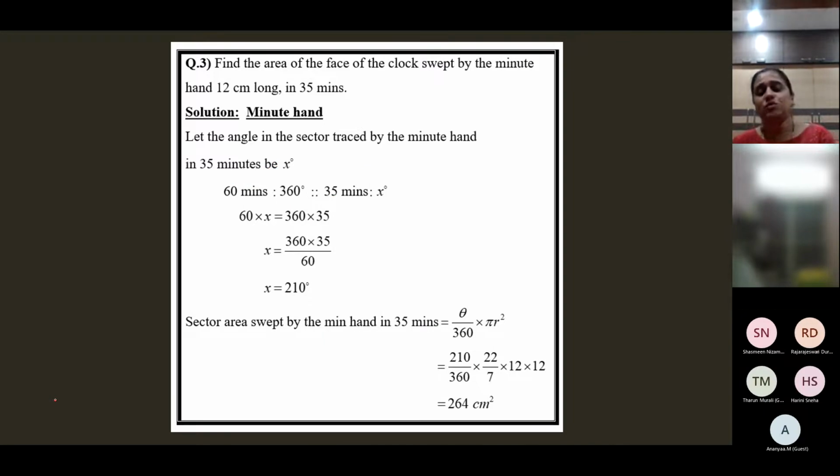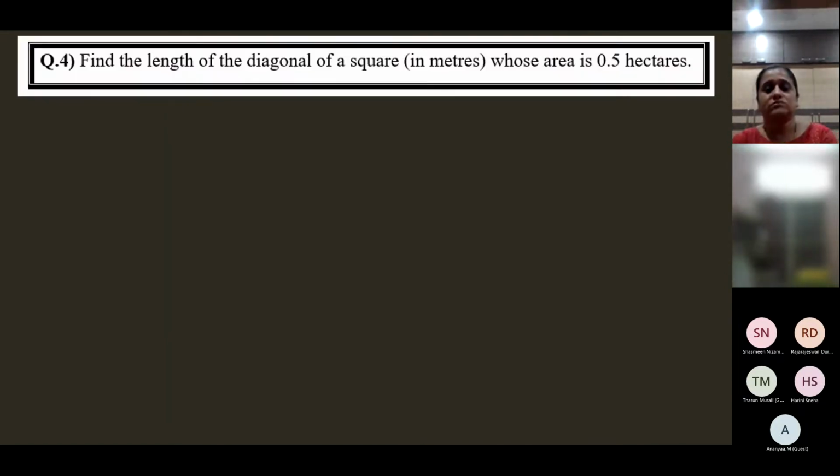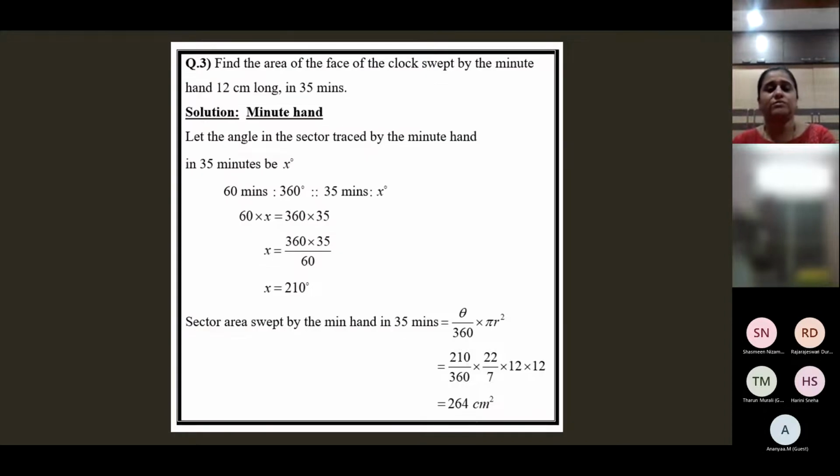How many of you got 264? Yes, ma'am, I got 264. Very good. Okay, those who want, take a picture.